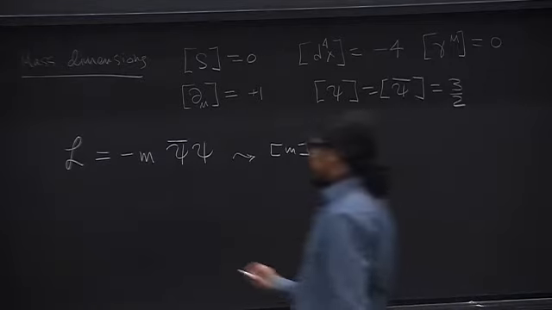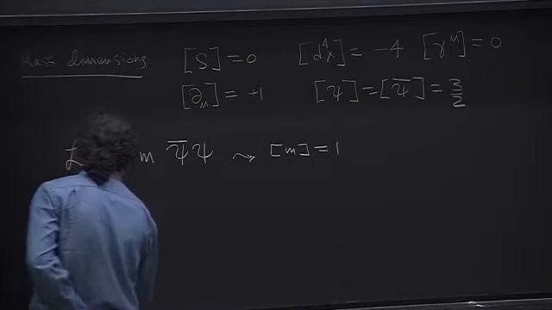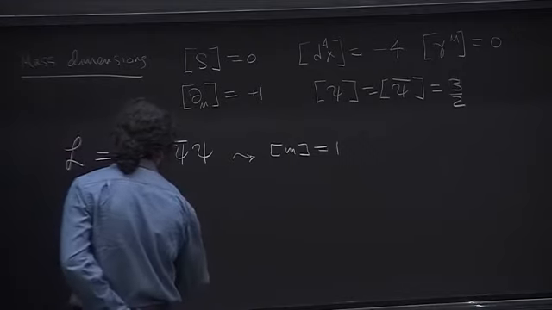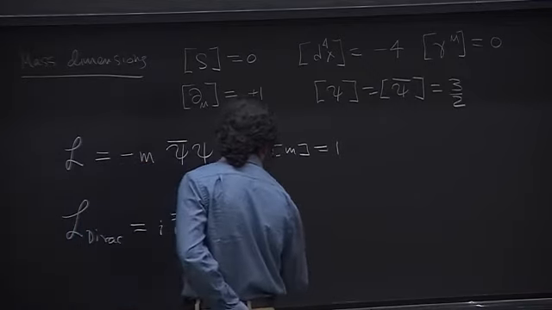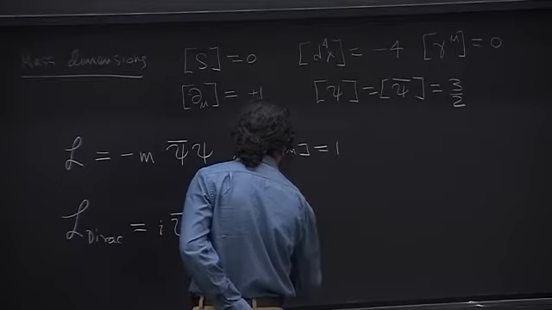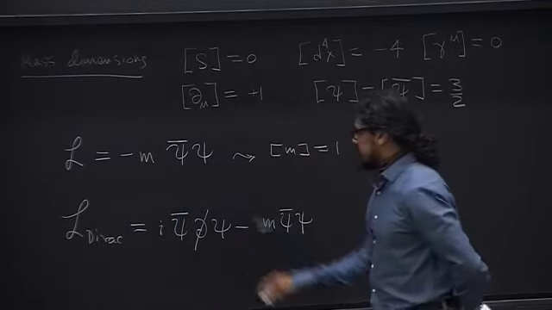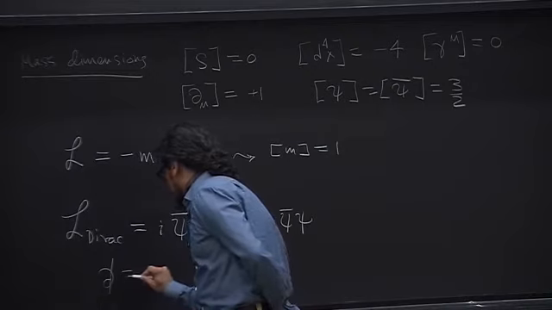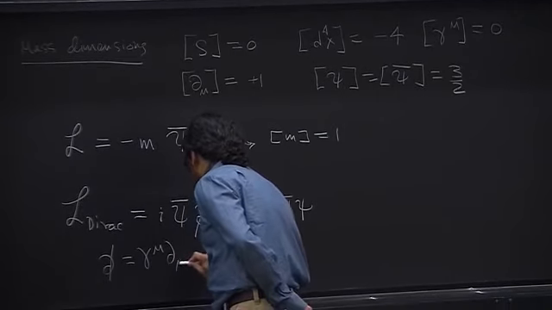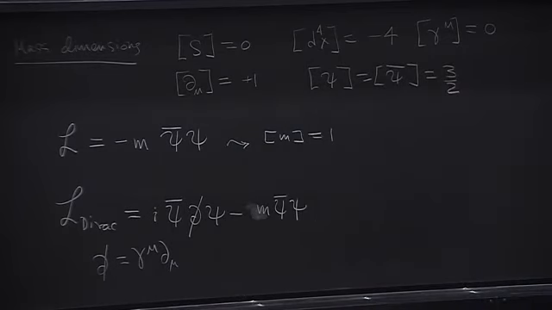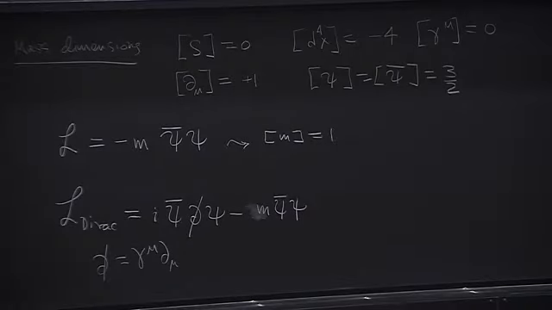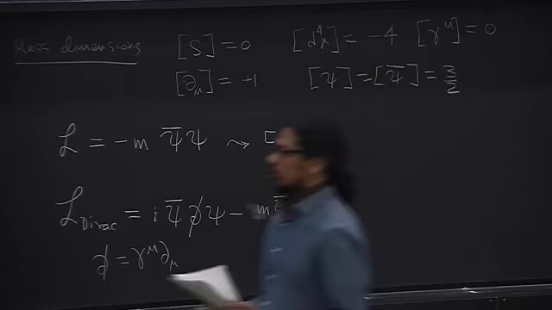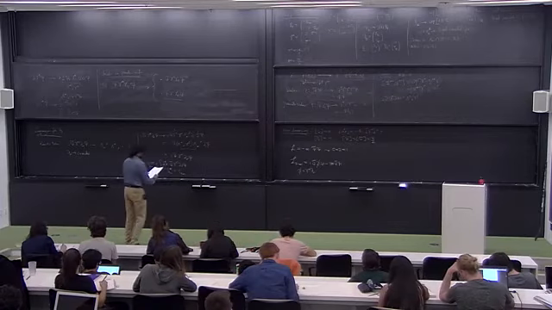So now, the Dirac Lagrangian is Lorentz invariant, and it's given by psi bar, where the slashed derivative is this notation introduced by Feynman. It's a contraction of the gamma matrix with some covector. All right, so I probably won't get to Majorana spinors today, but that's all right.